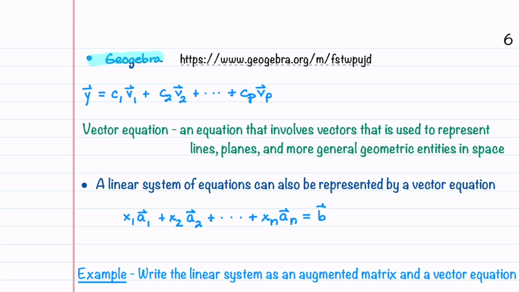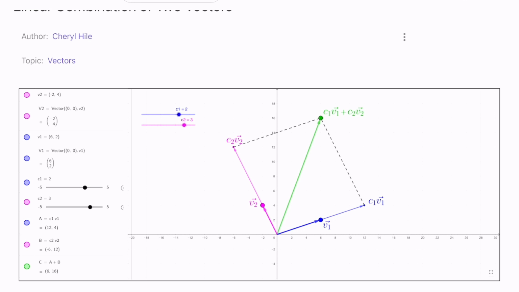We'll use GeoGebra to visualize what a linear combination of 2 vectors looks like. We begin with a blue vector v1 and a pink vector v2. We're going to multiply v1 by c1 and v2 by c2. In the slider, we can change the values of c1 and c2. Using the parallelogram rule of addition, the green vector is the linear combination of v1 and v2.